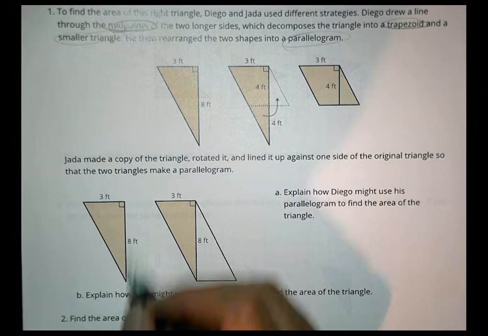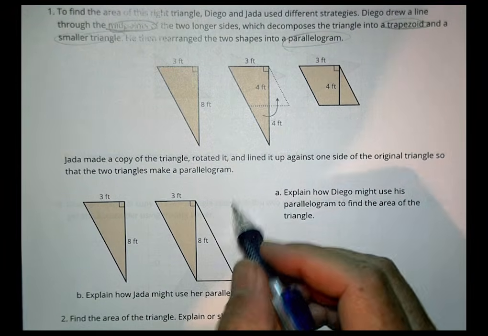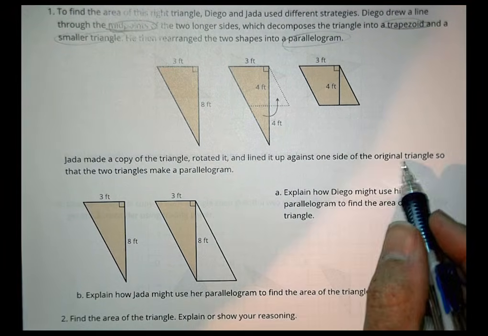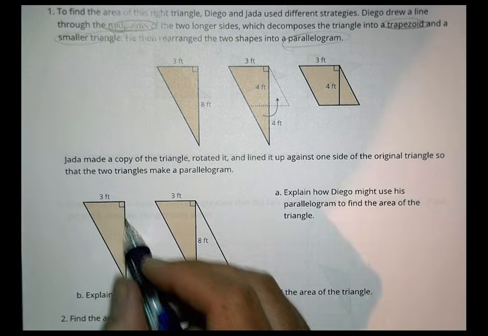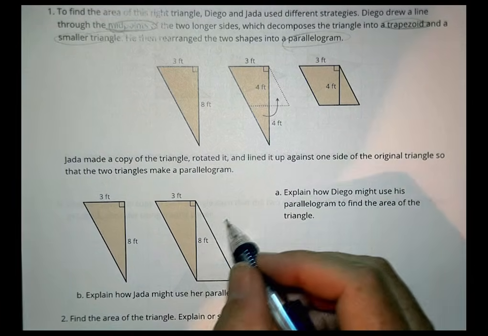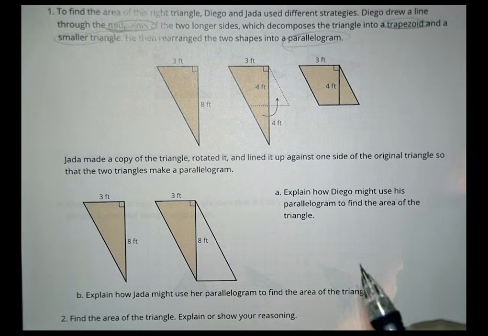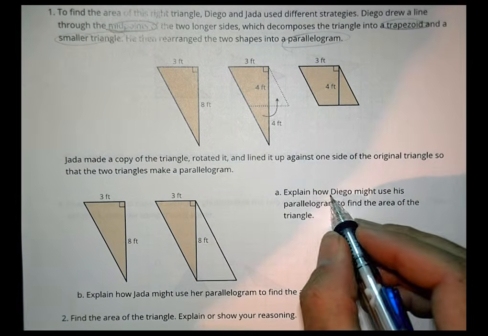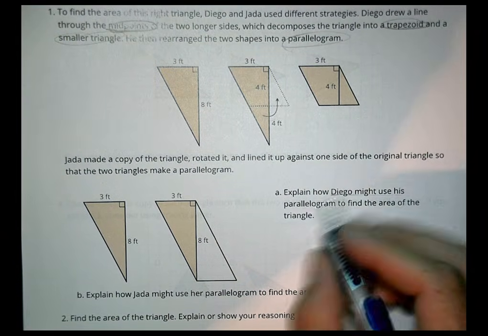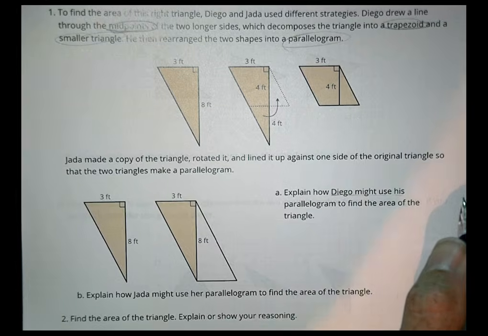Jada made a copy of the triangle, rotated it, and then lined it up against one side of the original triangle to make a parallelogram. So she took this one, doubled it up, and then made a copy right there and put it side by side. Explain how Diego might use his parallelogram to find the area of the triangle.